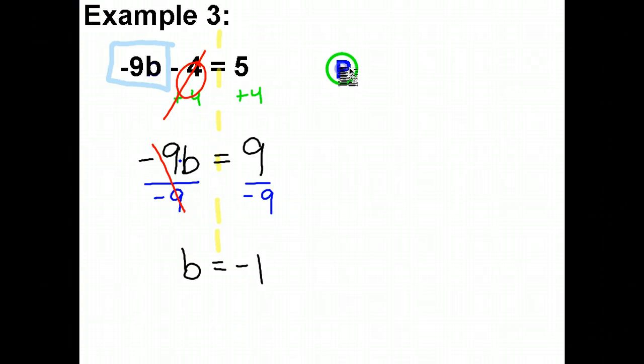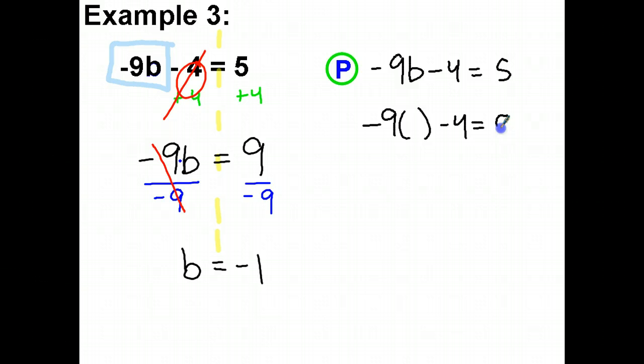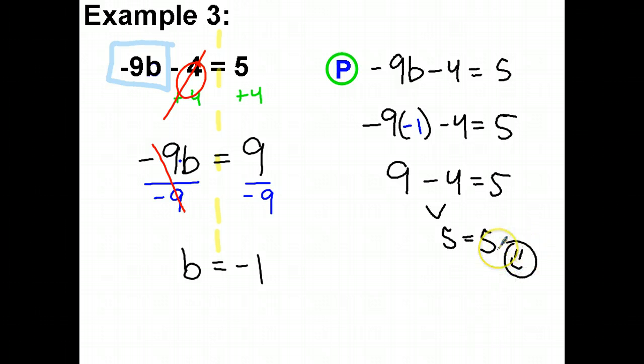All right, so here we are again. Want to double check that we did it correctly. So we're going to do our proof one last time. Our original equation, negative 9b minus 4 equals 5. And then we plug in our value for our new answer. And our answer was negative 1. Negative 9 times negative 1 would give me 9. Take away 4 equals 5. And remember, 9 take away 4 would leave me with 5 is equal to 5. Great.